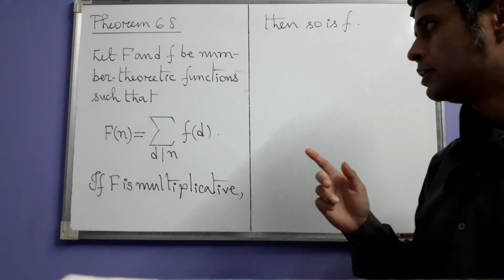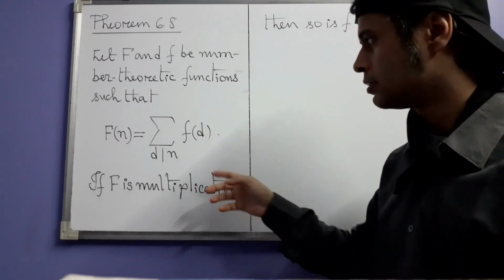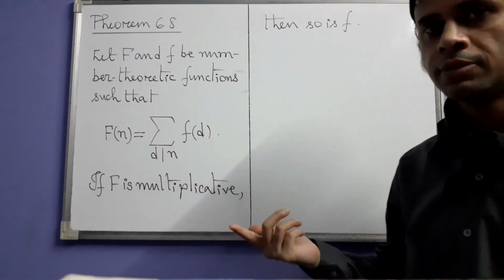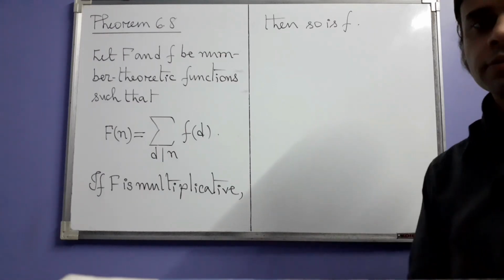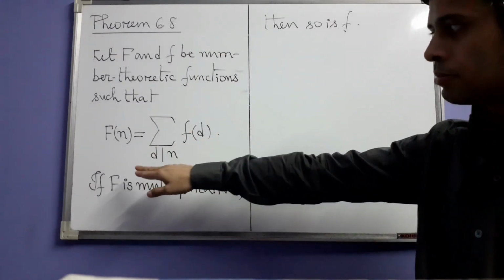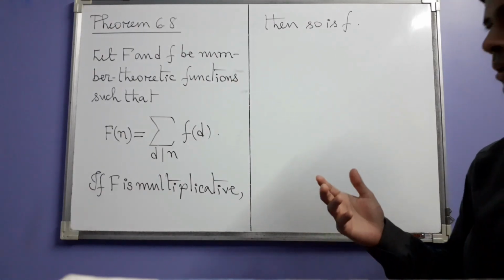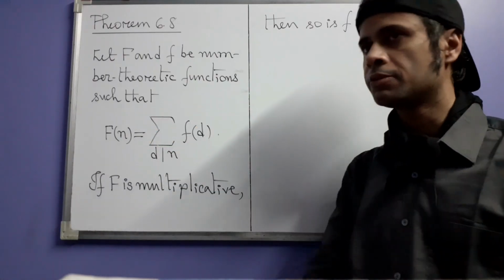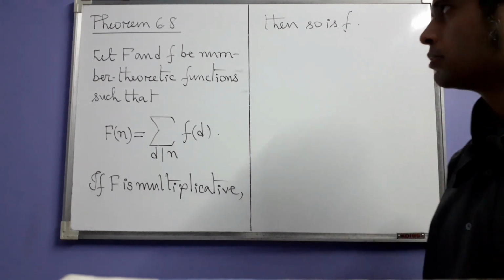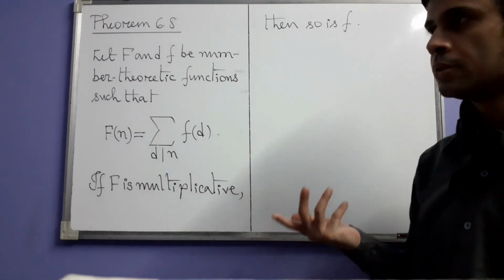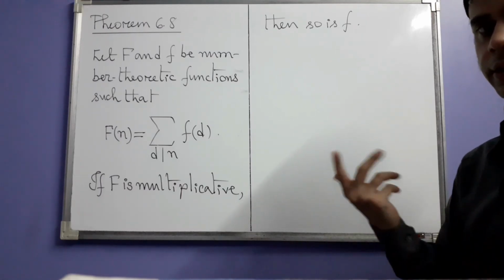Now we have already seen in a previous result that in the exact same situation, if small f is multiplicative, then capital F is also multiplicative. But here the converse is true. If capital F is multiplicative, then small f is also multiplicative. And that is because we are able to reverse the roles of capital F and small f using our Mobius inversion formula. So I urge you to go through the proof. It's not very difficult, and there are a few other things also here. So let's see what comes after this.